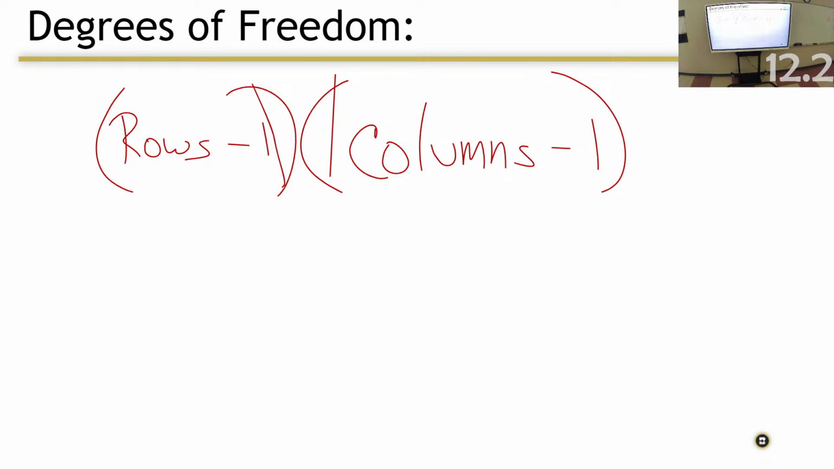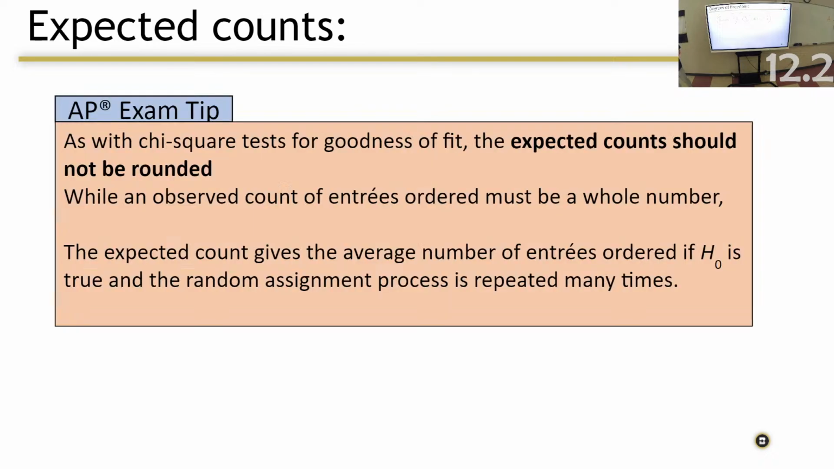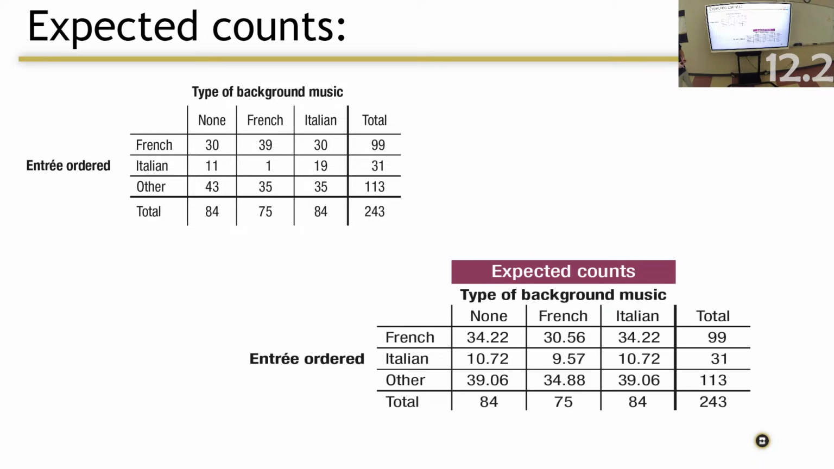So however many columns there are, subtract 1. Again, don't include the totals. Count how many rows there are, subtract 1. Multiply those two numbers together. That is the DF. So for this particular one, don't count the totals. There's 1, 2, 3, so 2. 1, 2, 3, so 2. 2 times 2 is 4. So the DF is 4 for this particular example.